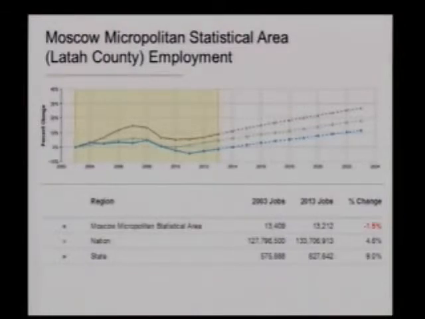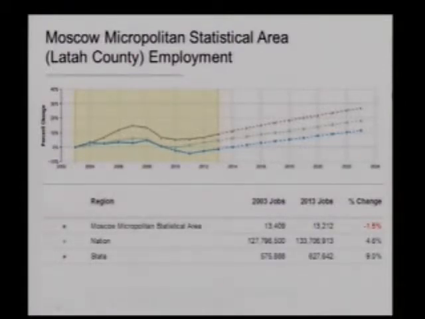So looking at employment, this is kind of where the rubber meets the road. When you look at the blue line, which is the Moscow micropolitan area, you'll see that employment peaked at 2008. And then with the recession, we crashed and burned. And you can see the trend line heading south. And it wasn't until 2011 that things started picking up again. But the rate in which it's picking up is relatively modest.